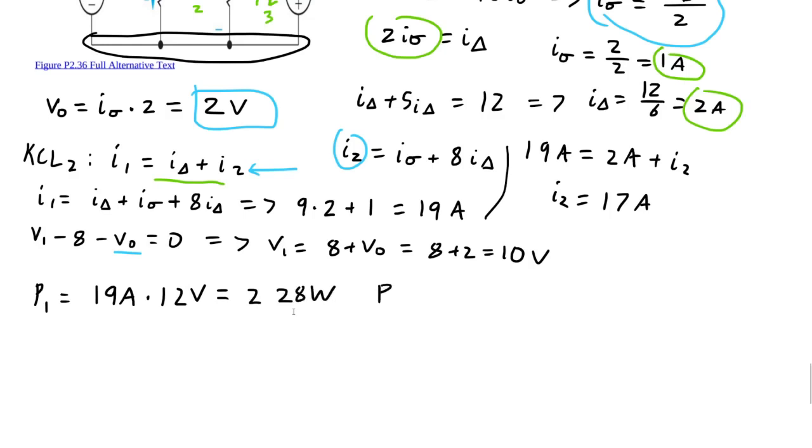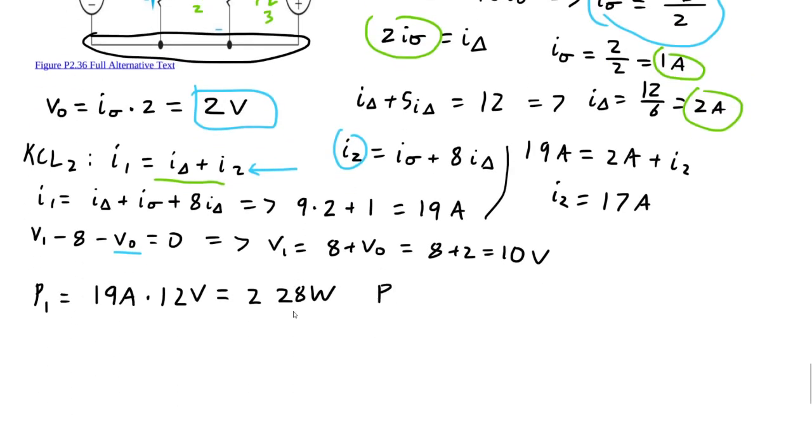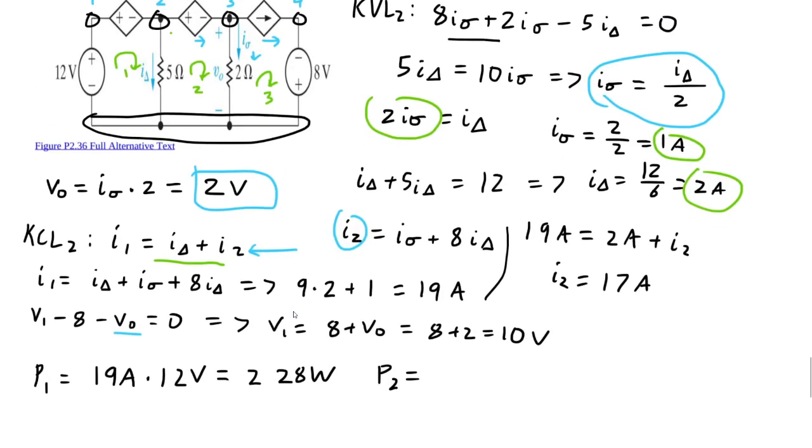So let's find another power. Let's just do the voltage source over here. That one's going to be pretty simple because we know the current flowing through it right away because we calculated it. We have the current going through it, 8 times I delta. So I delta is known to be 2 amps. So 16 amps times 8 volts equals, I think that's a power of 2. Let's see. Yep, that's 128 watts.